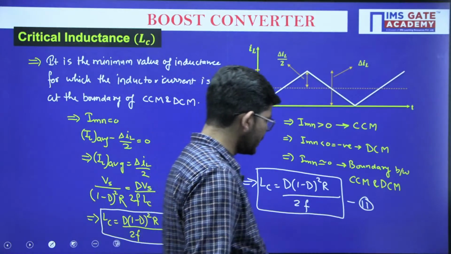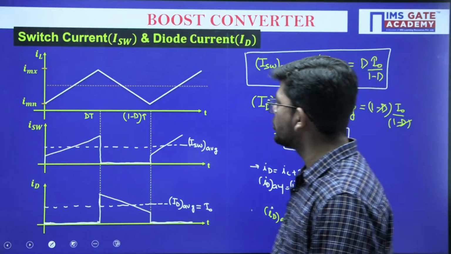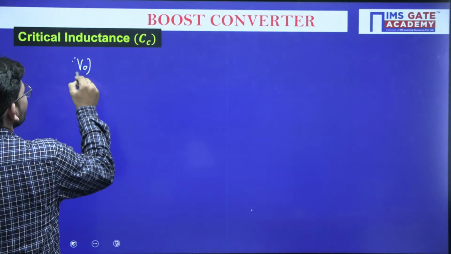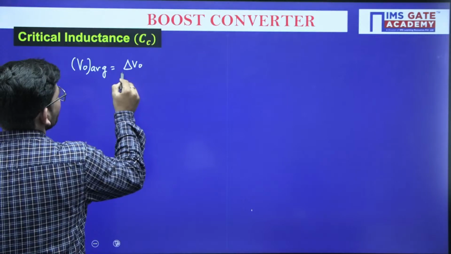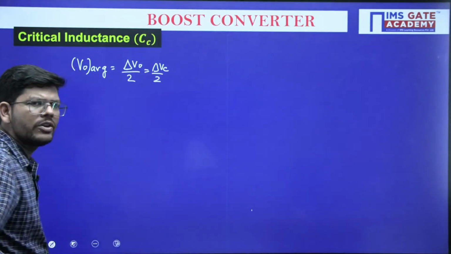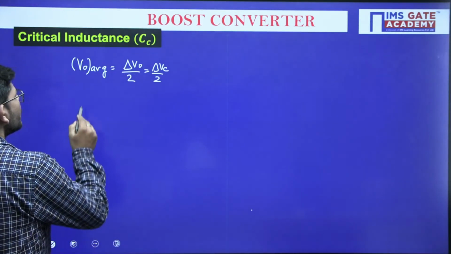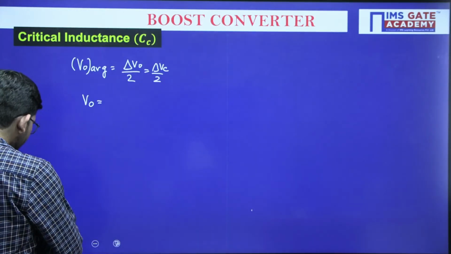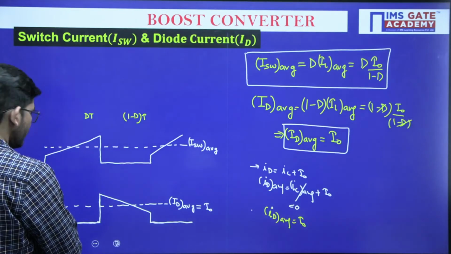So this critical inductance we have calculated. Similarly, critical capacitance can also be found out. For critical capacitance, we do the same thing: V naught average has to equal del V naught by 2, or we can also write del Vc by 2. They are the same thing. V naught and Vc, capacitor and resistance, are connected in parallel. V naught average is V naught, and we have just calculated del V naught.